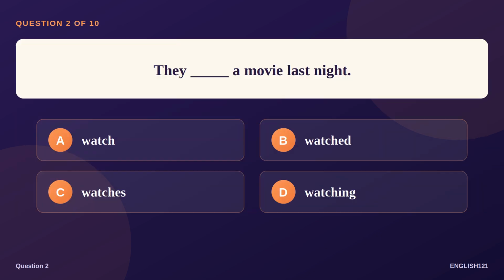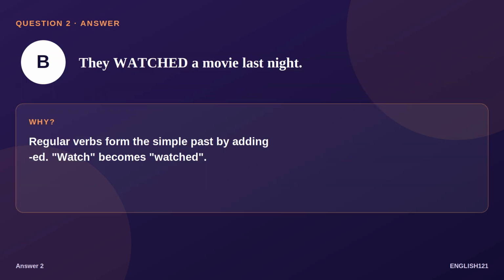Next question. They blank a movie last night. Watch, watched, watches, watching. They watched a movie last night. All the regular verbs form a simple past tense by adding ed at the end. Watch is a regular verb. So pay attention to the pronunciation though. Sometimes ed at the end is pronounced t, like here, watched.